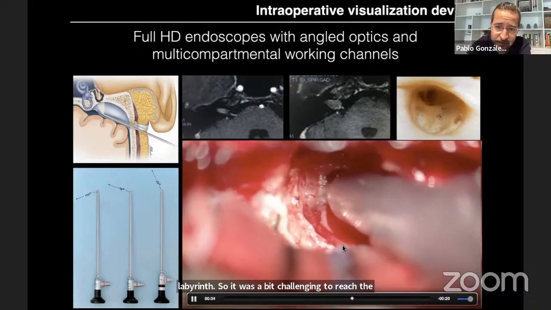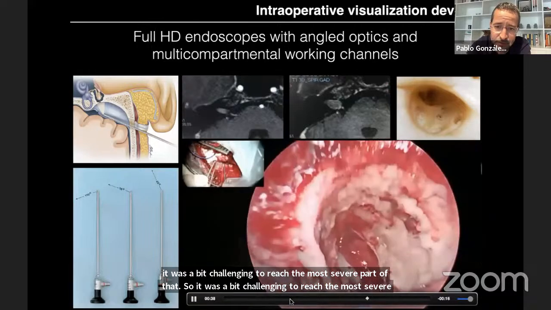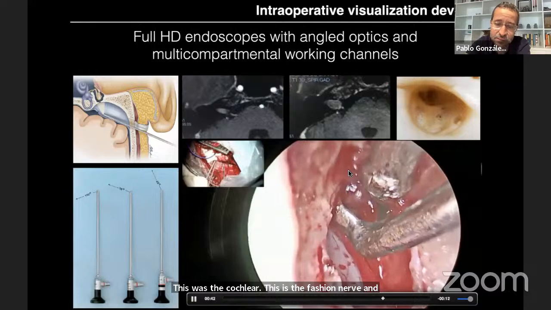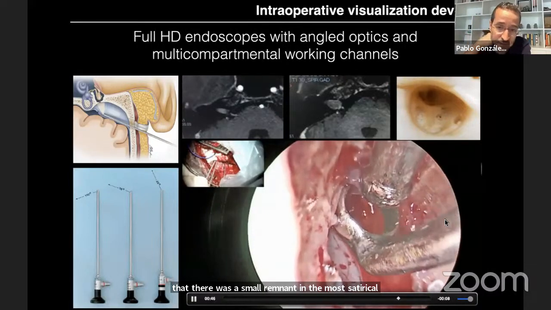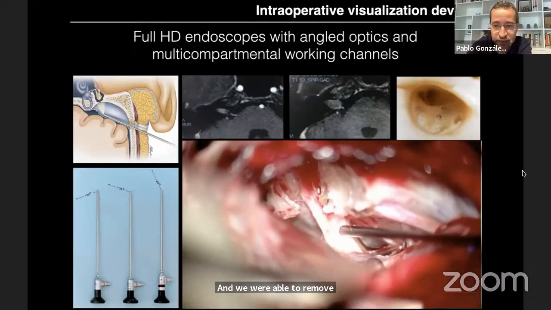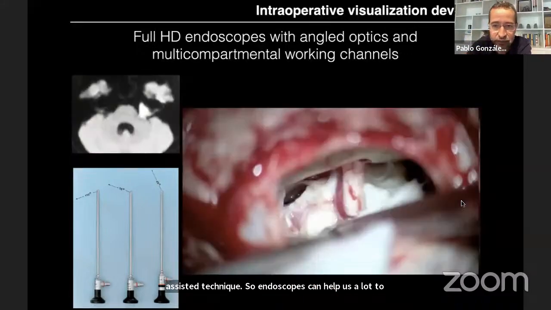This was the cochlear nerve. This is the facial nerve. And then we introduced the 45 degrees endoscope to realize that there was a small remnant in the most anterior part. And we were able to remove it with this endoscopic assisted technique. So endoscopes can help us a lot to deal with hidden corners in the posterior fossa.